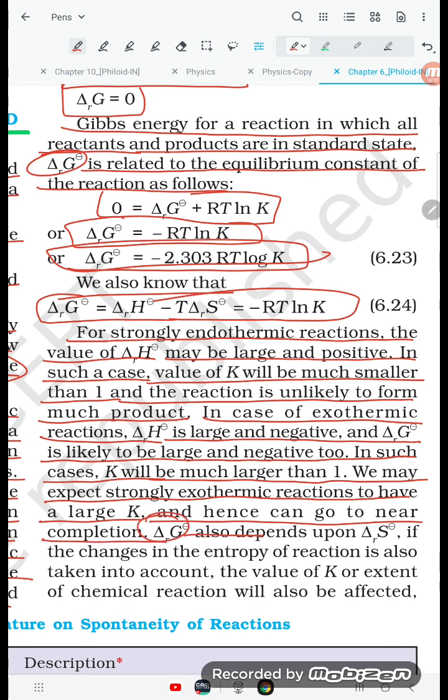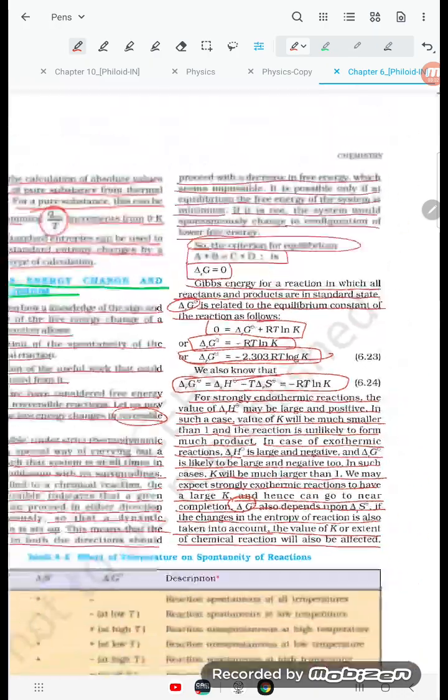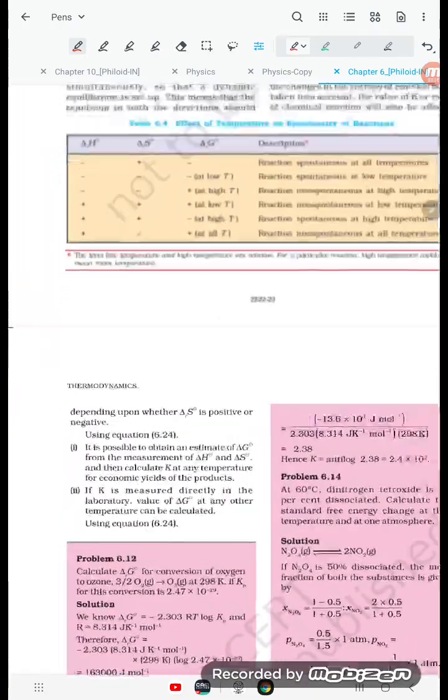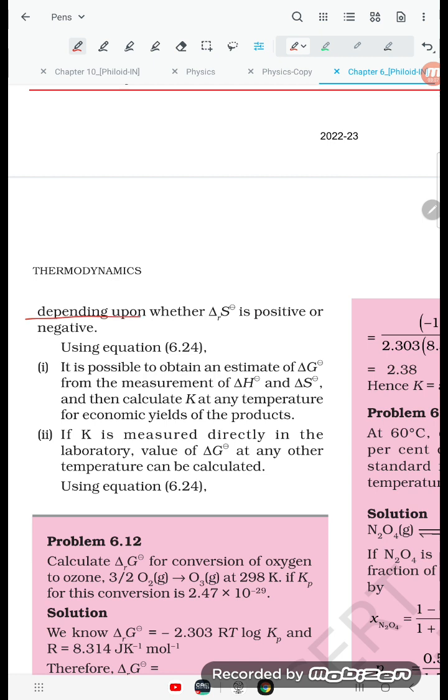Delta rG naught also depends upon delta S. If the change in the entropy of the reaction is also taken into account, the value of K or extent of chemical reaction will also be affected. So here you can see, students, what the conclusion is. Depending upon whether delta rS is positive or negative, using equation 6, it is possible to obtain an estimate of delta G naught from the measurement of delta H and delta S, and then calculate K at the temperature for the economic yield of product.